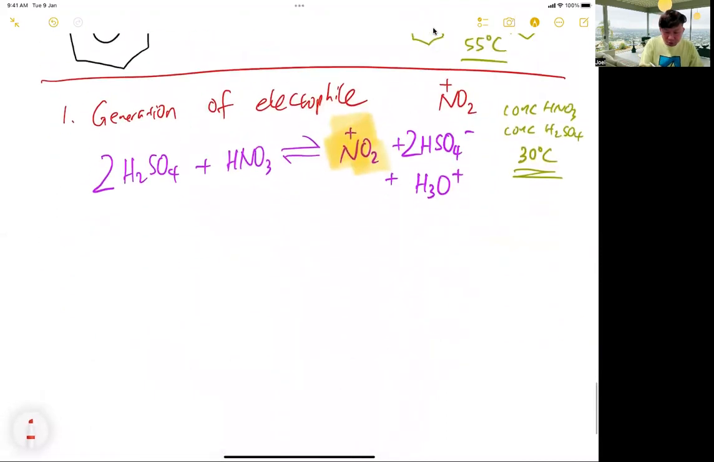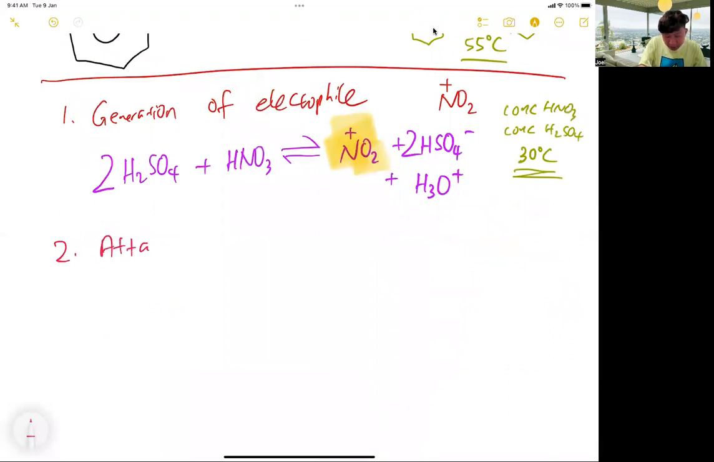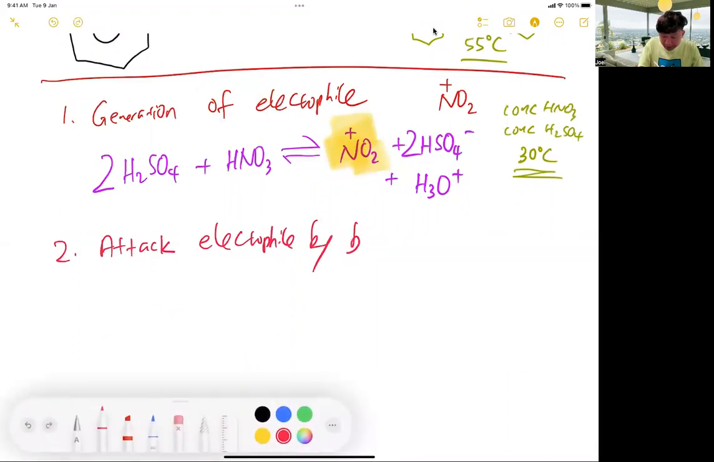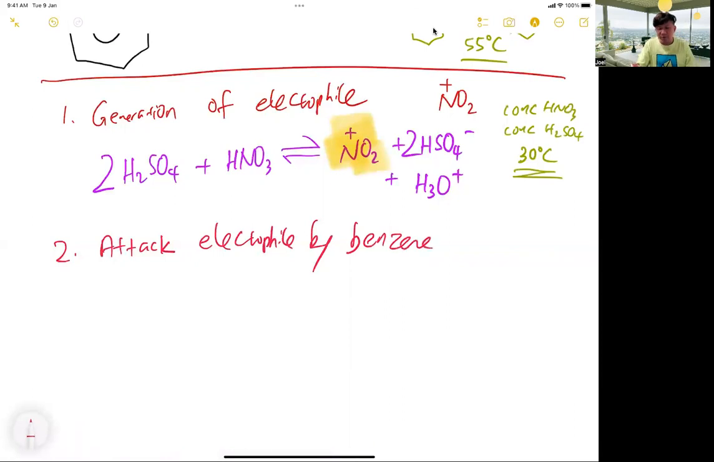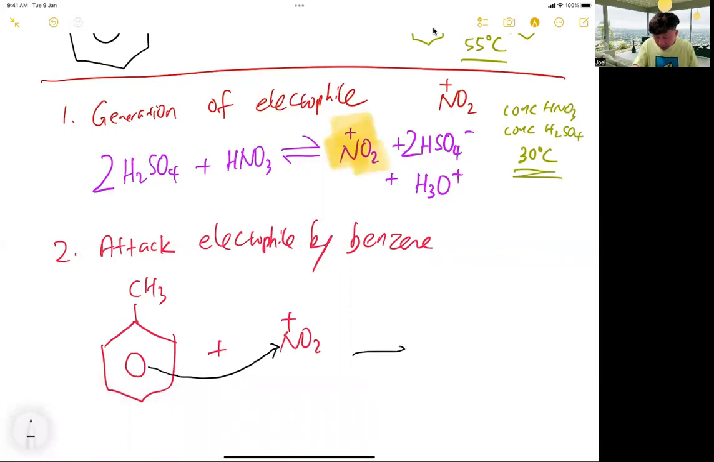So the next step, number 2. Different schools write different titles, so I will just write my understanding: attack of electrophile by benzene. Some schools write it the other way, benzene is attacked by electrophile. I prefer this way because it's really the rich attacking the poor. So I draw this out. Careful, try to understand. Plus your NO2 plus. Rich attacks poor. NO2 plus is very desperate, a lot of electrons attack this. This is the slow step.